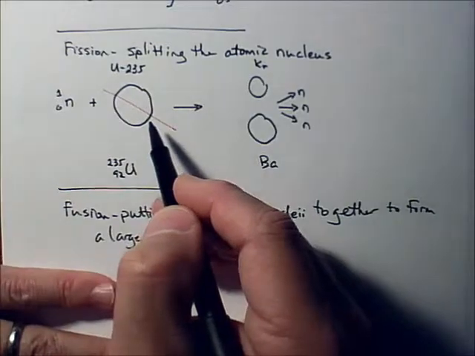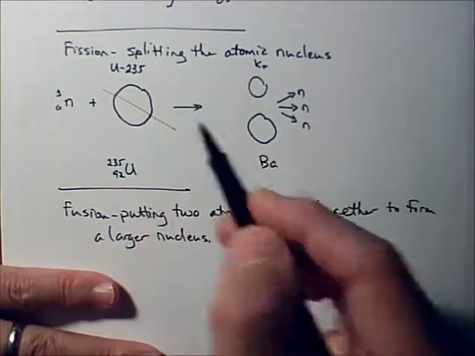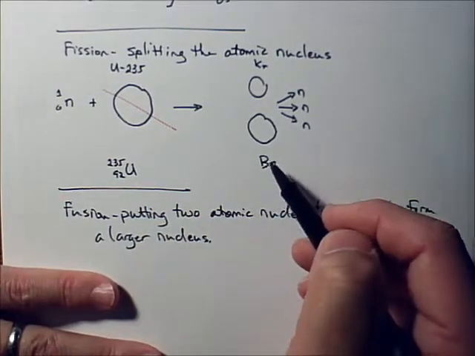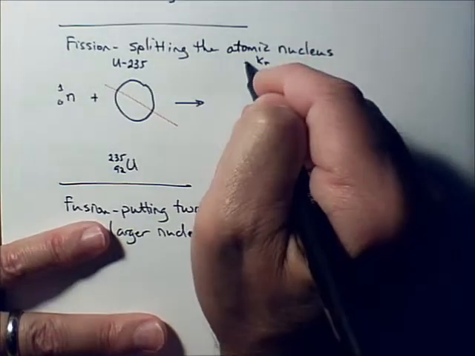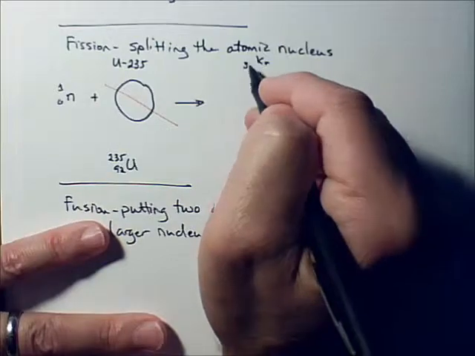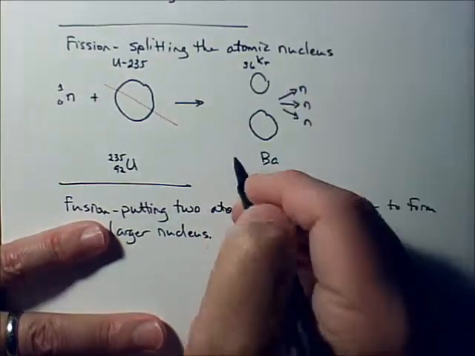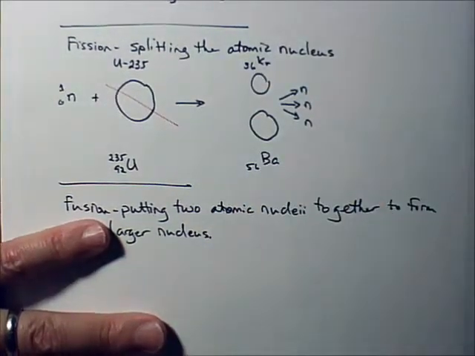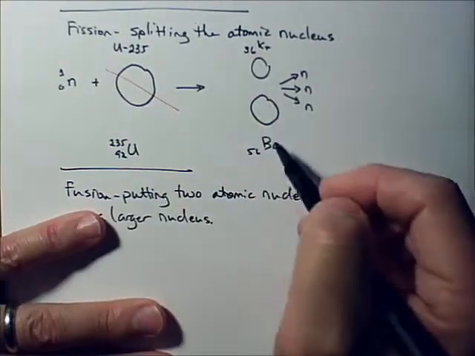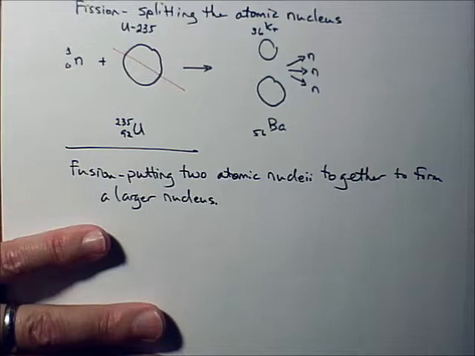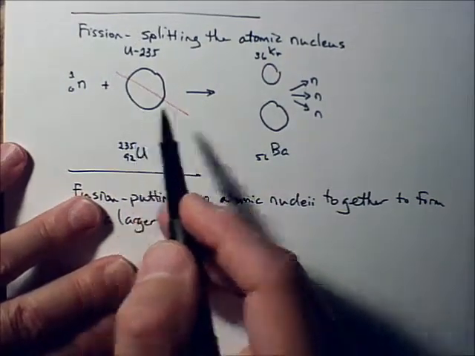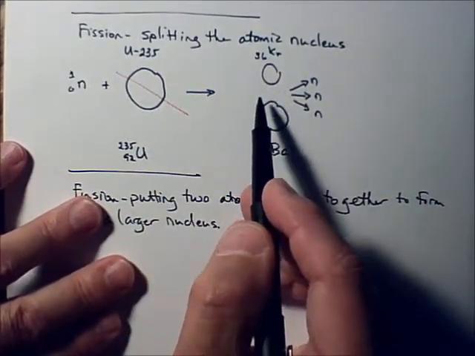If I split uranium, it can split into different things, but one of the things it typically splits into, probably more often than not, is krypton, which is 36, and barium, which is 56. You don't have to know what it splits into. Unless I give it to you, you don't have to know it. You just have to know a large atom like this splits into smaller, big chunks.